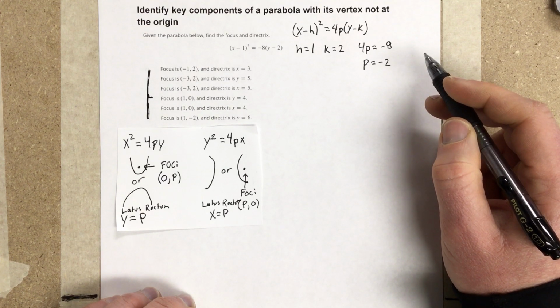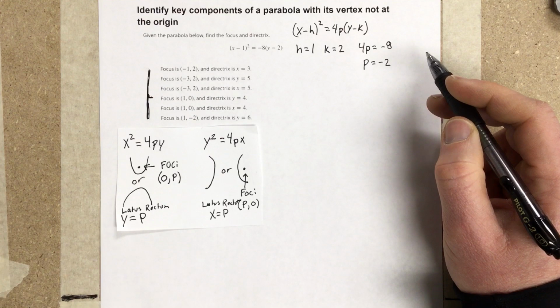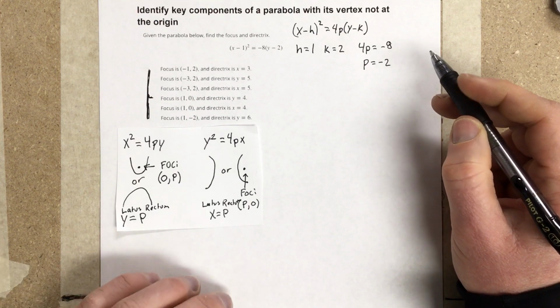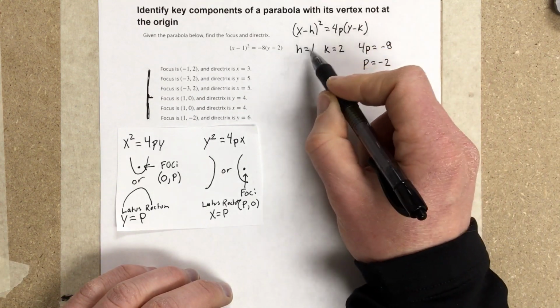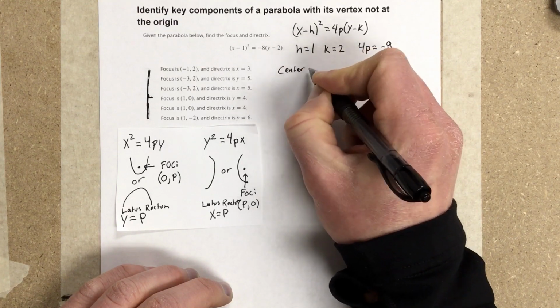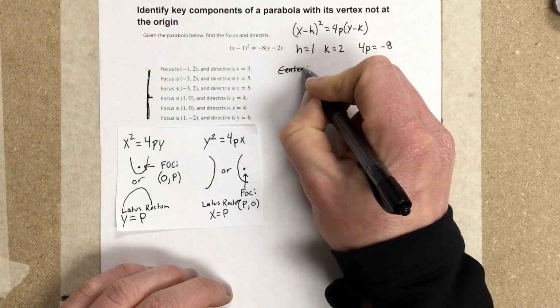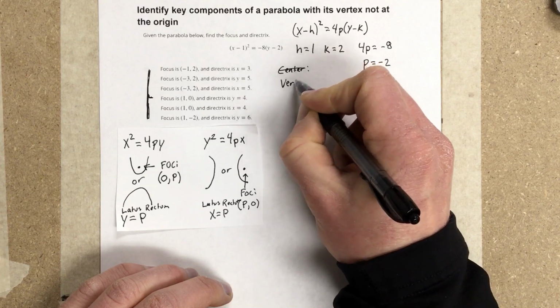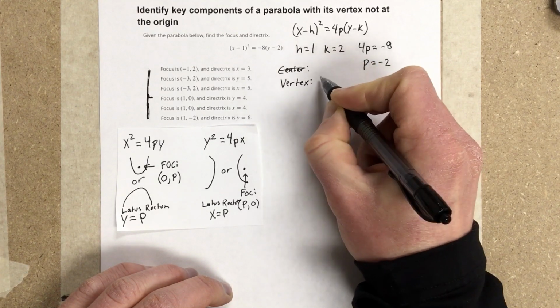And also we can figure out the endpoints for the latus rectum, which they don't ask us for, but we're going to do it anyways. So we're going to have the center. Actually, I wouldn't say the center, the vertex is (1, 2).